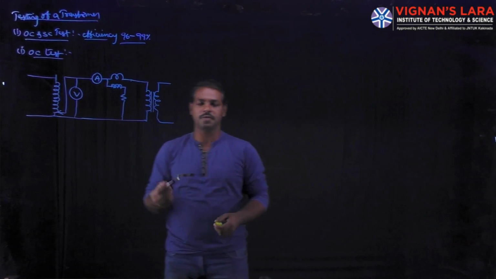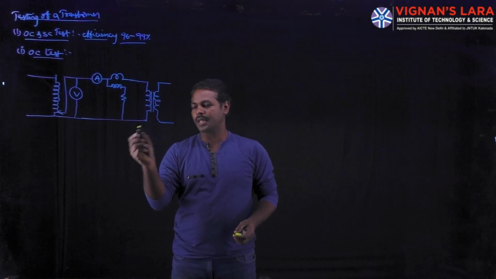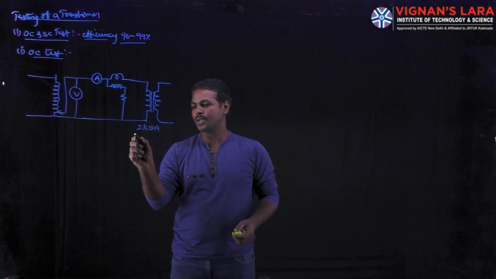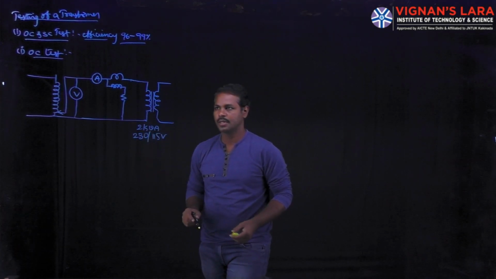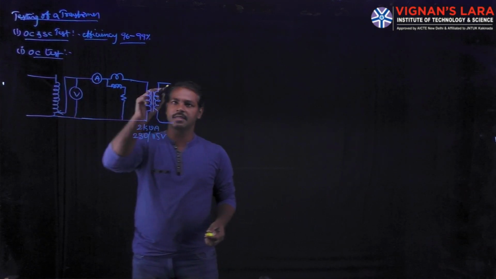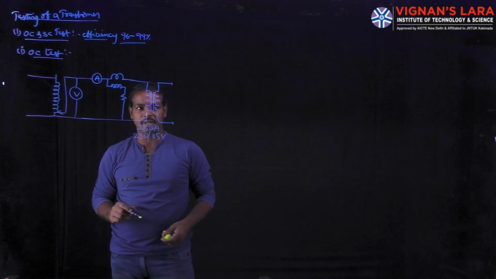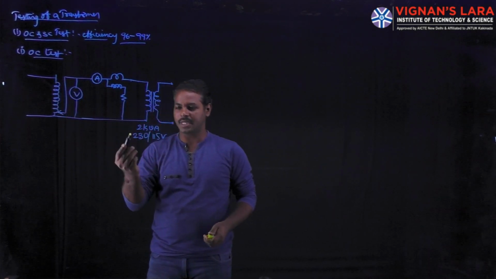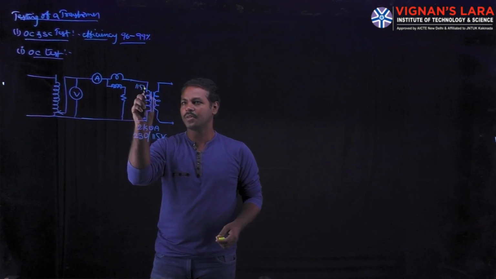First of all we know the rating of the transformer. Here we are connecting either a 1 kVA or 2 kVA transformer, which is 230/115 volts. In an open circuit test, the secondary terminals are always open circuited. Open circuit test is always conducted on the LV side, so the LV side is 115 volts.